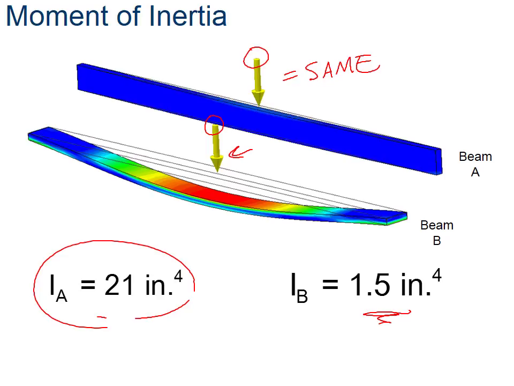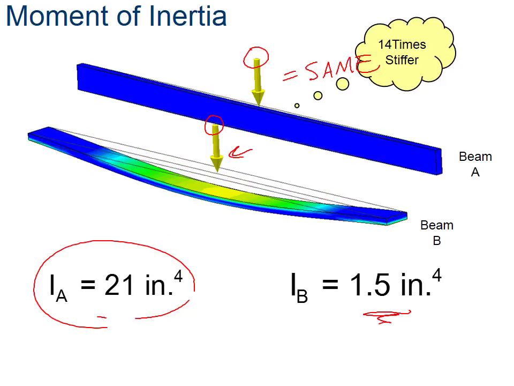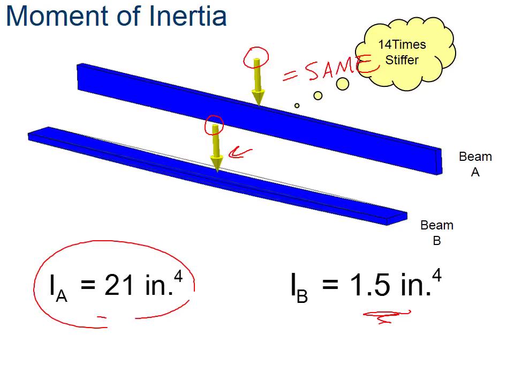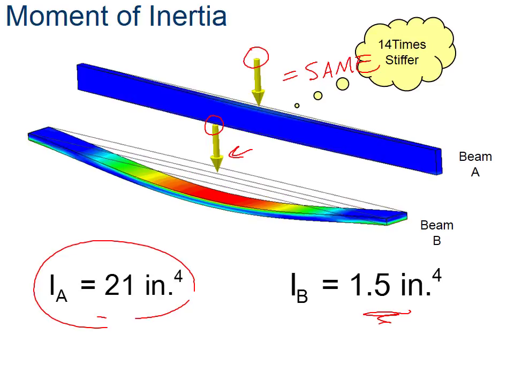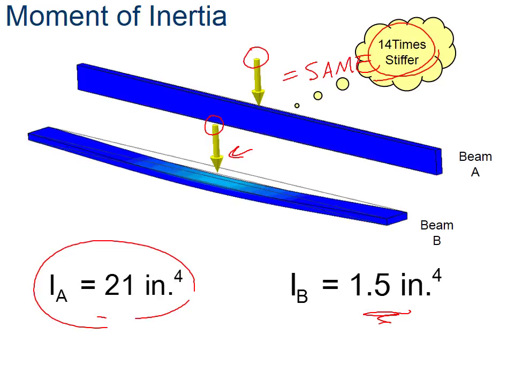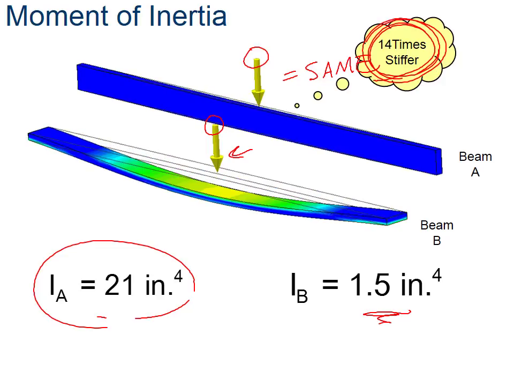And again, we mathematically just calculated that it is stronger when you turn it on its side. So if you compare 21 inches to the 4th and 1.5 inches to the 4th, this beam up here, beam A, is 14 times stiffer than if the beam was turned on its side to be beam B.